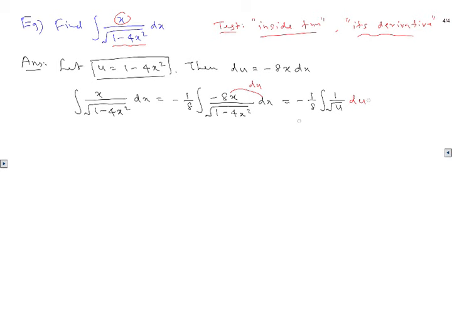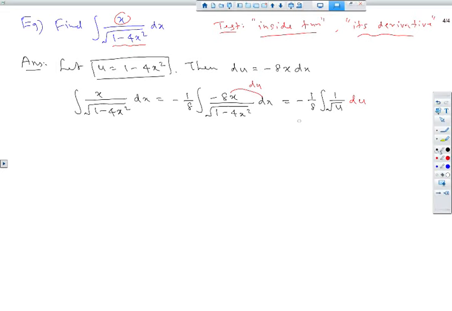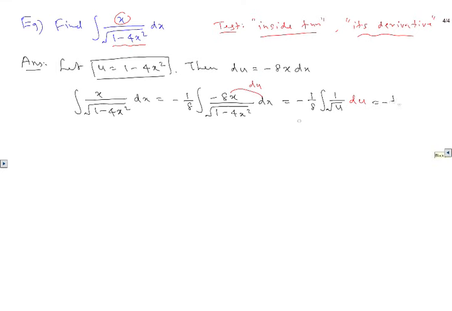So you can see under the new variable, this is simply negative 1 over 8 times the integral of u to the negative 1/2 du. So you can just use the power rule. You're going to get negative 1 over 8, add 1 and divide by that, so u to the 1/2 divided by 1/2 plus c. Dividing by 1/2 means multiply by 2.